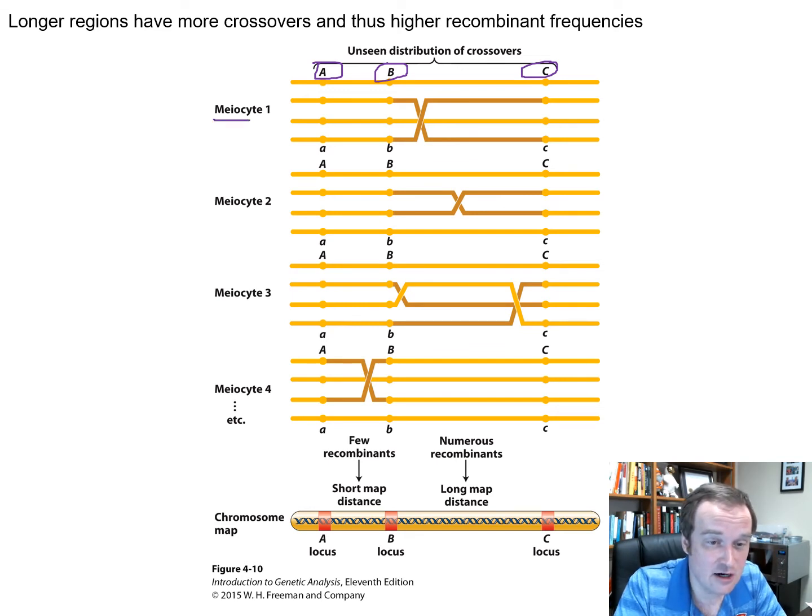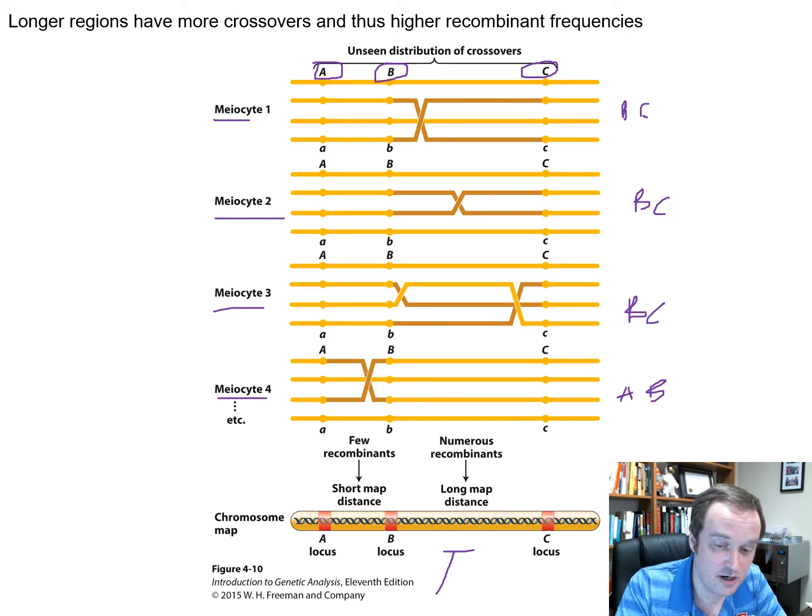So we have here 4 offspring, myocyte 1, 2, 3, and 4. As you can see, in the first one, we have crossovers between B and C, and that's it. The second one, we have crossovers between B and C, that's it. The third one, we have crossovers between B and C, that's it. And then the fourth one, we have crossovers between A and B. So because in our population, there's more crossovers between B and C, we know that they are farther apart than A and B, which had a much rarer occurrence of crossovers between those two genes.